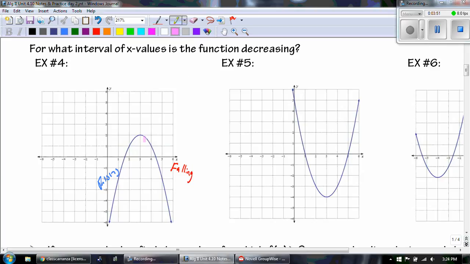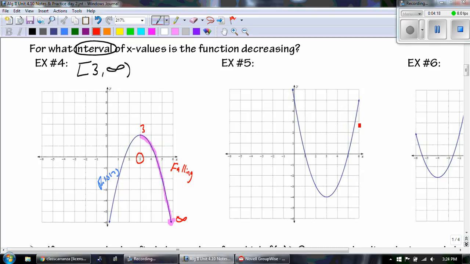So I'm doing the same thing. I'm taking a look at where I'm falling, where I'm going down, and we start going down at 3, and then it goes from 3 to positive infinity. So we would say 3 to positive infinity is the interval that we are falling.